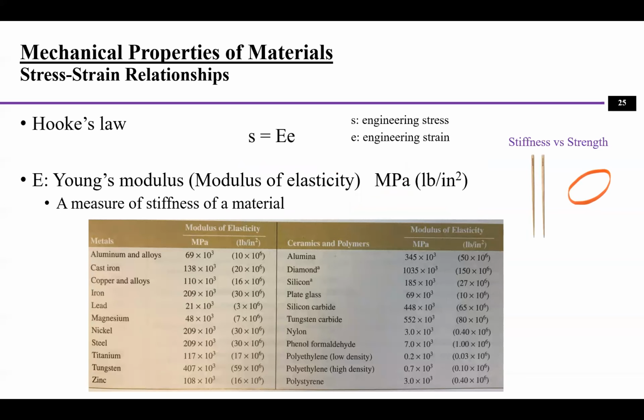And so Hooke's law describes the relationship between stress and strain. Here we use E. E means Young's modulus, which is the modulus of elasticity. To describe the relationship, we use stress divided by strain, and we get E, right? And this is its unit. So Young's modulus is really a measure of the stiffness of the material.